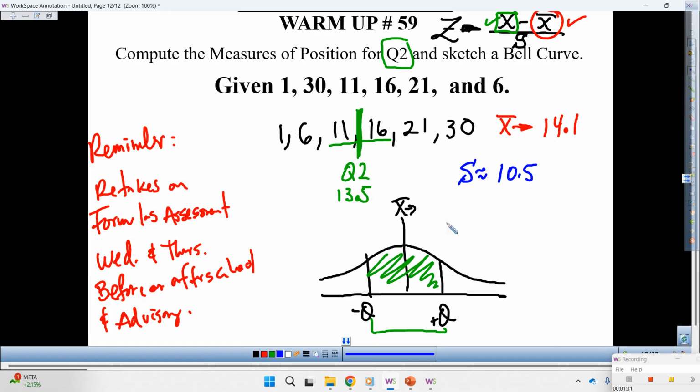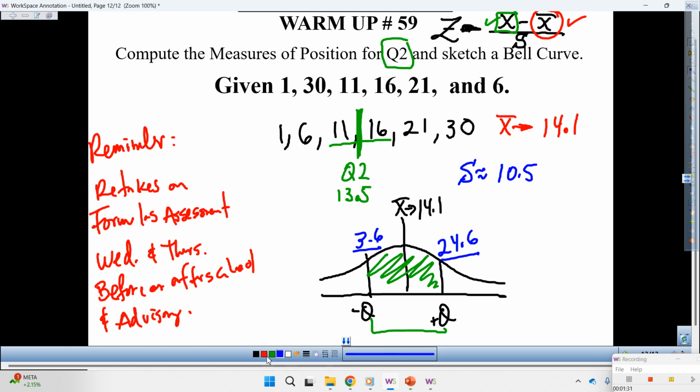Looks about right. So if we go 10.5 up from the mean, we are at 14.1. If we go up 10.5, that's 24.6. And if we go 10.5 below, we are at 3.6. So our range is from 3.6 all the way to 24.6, which is our norm. And then from there, we need, what do we need? Oh, the z-score. By now you should know how to compute the z-score, yes? So we have x, which is 13.5, x bar, which is 14.1, and the standard deviation 10.5.